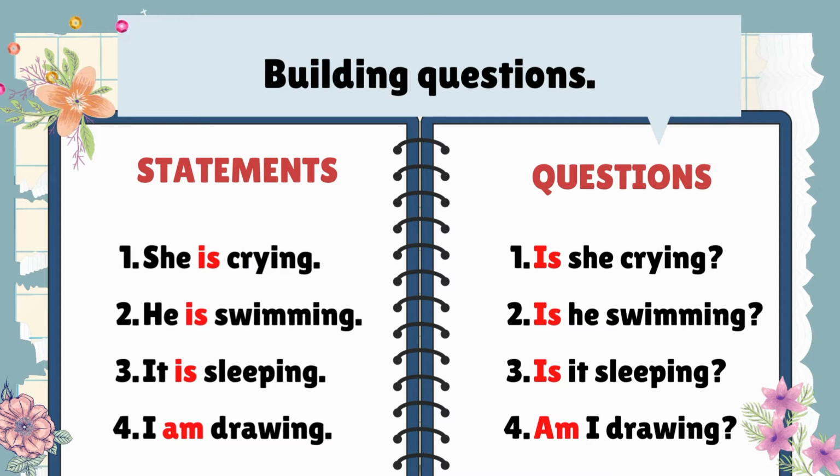In the statement, the be verb is located at the middle of the sentence. As for the question, the be verb is at the beginning of the question. So, for example, number 1, she is crying. So the question will be, is she crying? Number 2, he is swimming. Is he swimming? Number 3, it is sleeping. Is it sleeping? And number 4, I am drawing. Am I drawing?